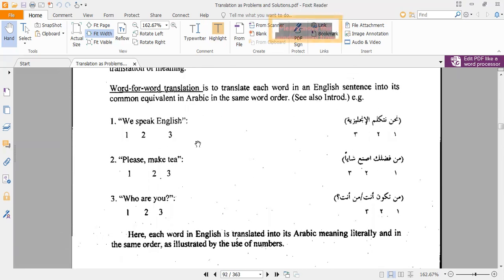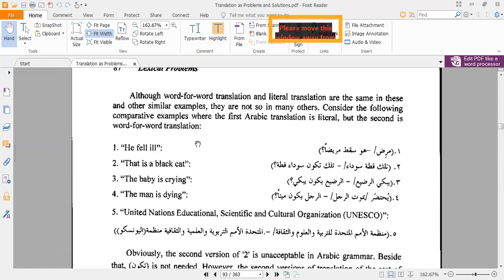Okay, look at word for word translation. We speak English, نحن نتكلم الإنجليزية, and actually it is an acceptable translation. Who are you, من تكون, and also the same.